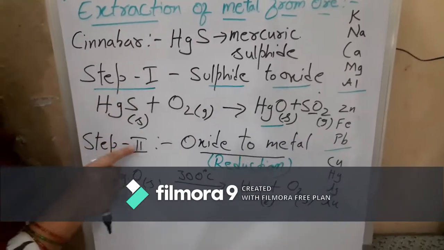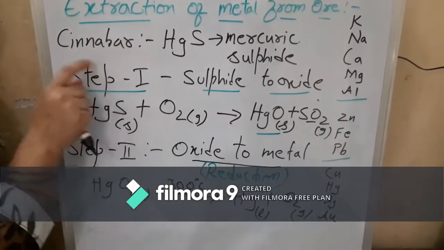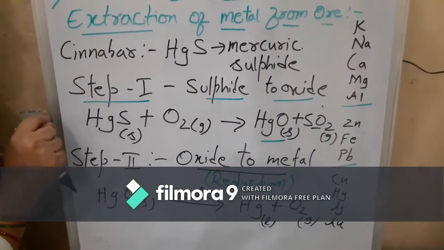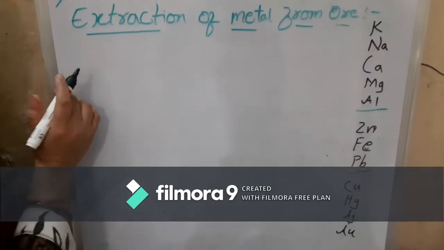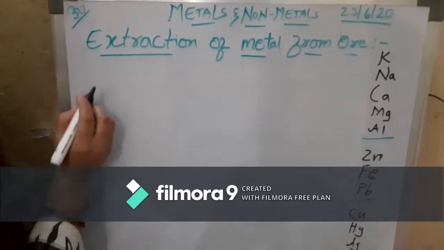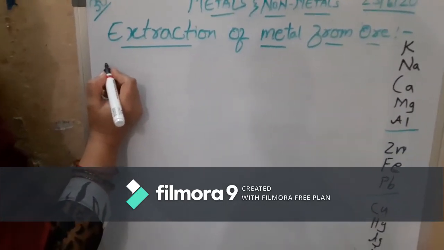Okay, so now here we have discussed one example of a metal from the lower reactivity series, that is our mercury. Now let us discuss one more example, that is your copper. So now let us discuss, children, the second metal, that is copper. Now copper, as I told, also exists in the sulfide ore.